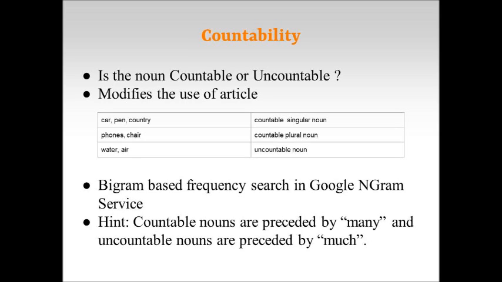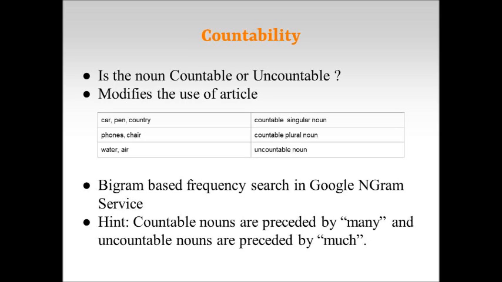In order to determine that, we used something called the Google Ngram service, where we presented the service with 2 bigrams, which is many followed by the noun. For example, many water and much water. If it's a countable noun, the chances are that we use it with the word many before it. And if the noun is uncountable, we are going to say much followed by the noun. For example, we would always ask how many cars do you have rather than how much cars do you have. And we'd ask how much water do you need, but not how many water do you need.